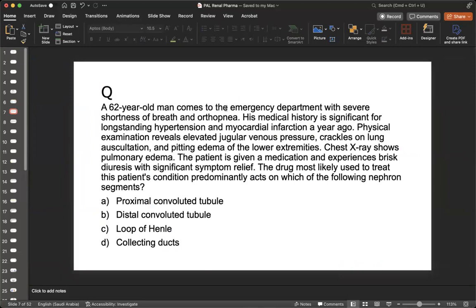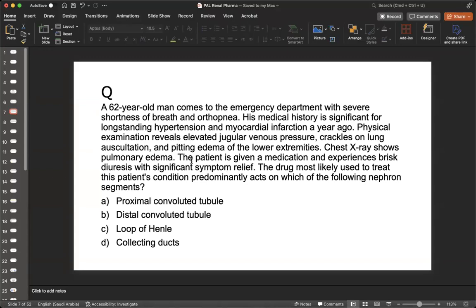A 62-year-old man comes to the emergency department with severe shortness of breath and orthopnea. History significant for myocardial infarction, elevated jugular venous pressure, crackles, and then chest X-ray shows pulmonary edema. So basically, this guy has exacerbated heart failure. And what did I tell you guys? The best drug for heart failure exacerbation is? Yes, you got it right.